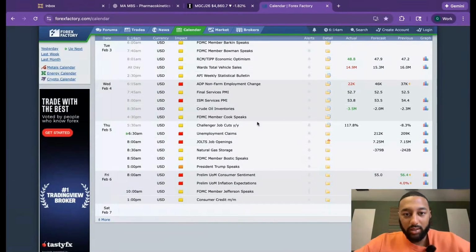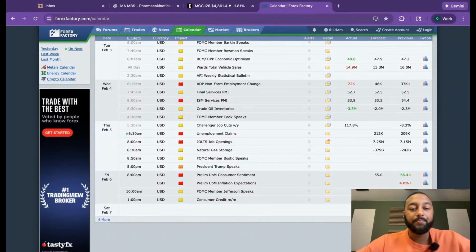But here, we're looking at the macro. Again, we're focused on our red folders primarily. There'll be some orange folders. We look at, obviously, anytime Trump speaks, just pay a little bit of attention. But these red folders are going to be what we're looking at here.